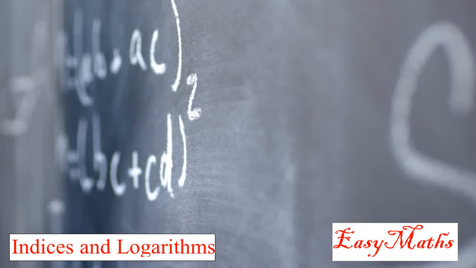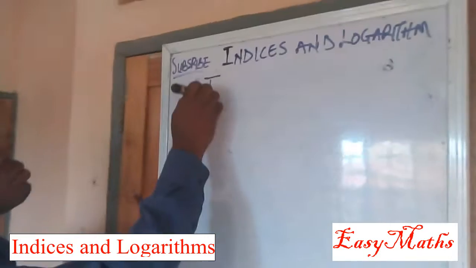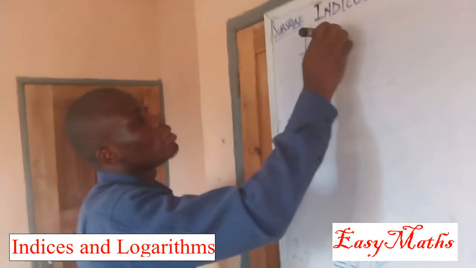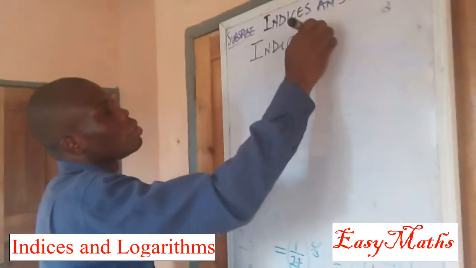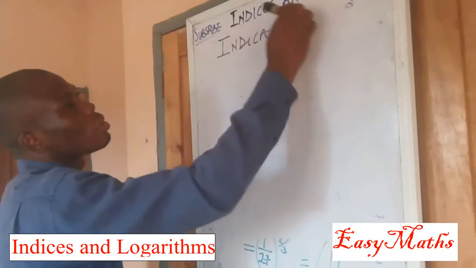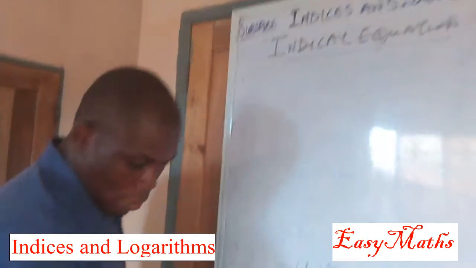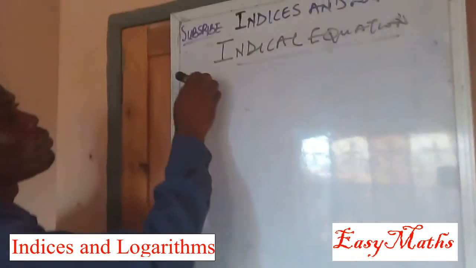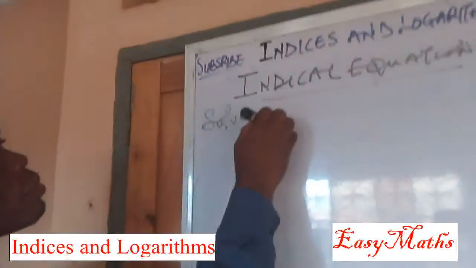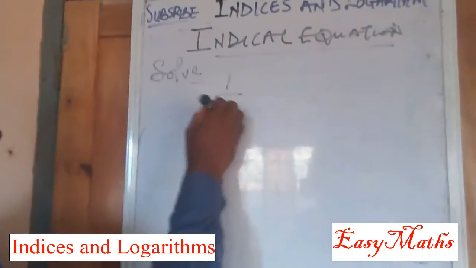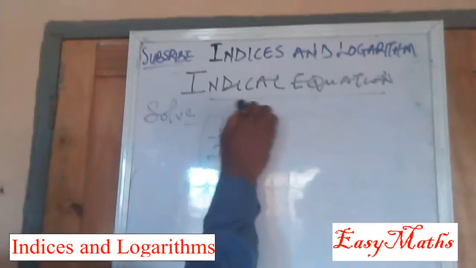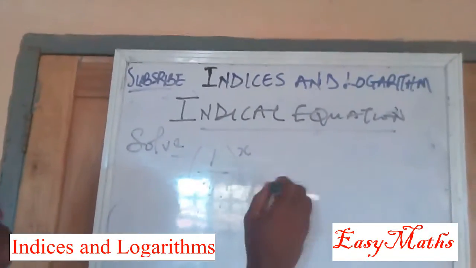So now we're going to be looking at how we can solve the indical equation. When we say indical equation, it is an equation that deals with indices, equations that relate with indices. Now, for example, they ask us to solve the first one, 1 over 2 raised to power x. They told us it is equal to 8.